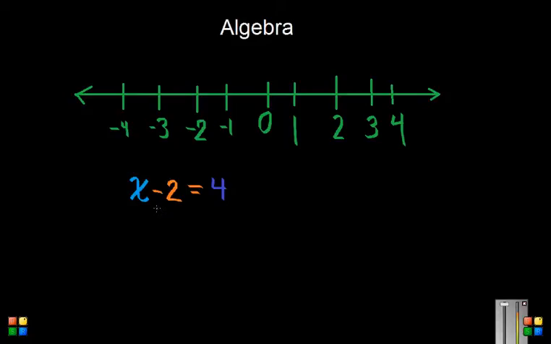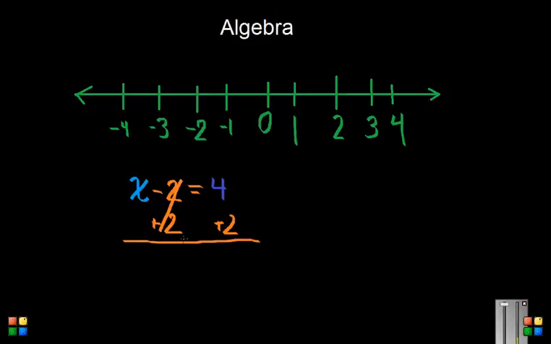Well, we'd have to get rid of this negative 2 right here. So how do you get rid of it? You would have to add 2, because negative 2 plus 2 is equal to 0. But wait, can you only add 2 to this side? You can't. You have to also add it to this side. Otherwise, the equation will not be balanced. So if you add 2 here, now let's combine the terms. Negative 2 plus 2 is equal to 0.